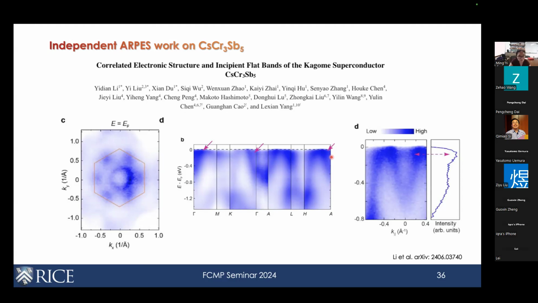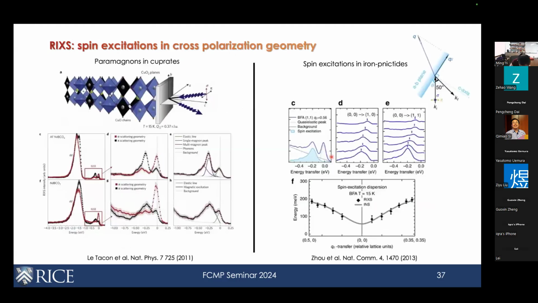Okay, so that's the photoemission part, and next, I want to show you some results from resonant inelastic X-ray scattering. And this is not my work. I'm presenting on behalf of Peng Cheng and Dijing Huang, but for completeness, let me show you some of these recent results.